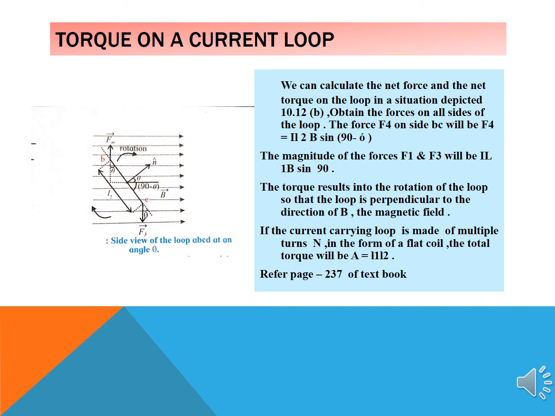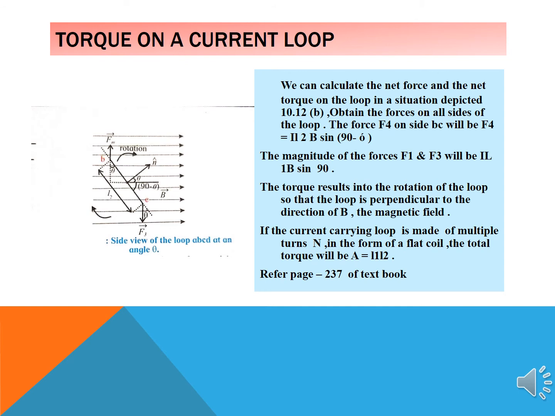The torque tau due to the forces F1 and F2 will then be written with the formula tau is equal to I L1 L2 B sine theta. This is denoted on textbook page number 237, which I have referred to here.